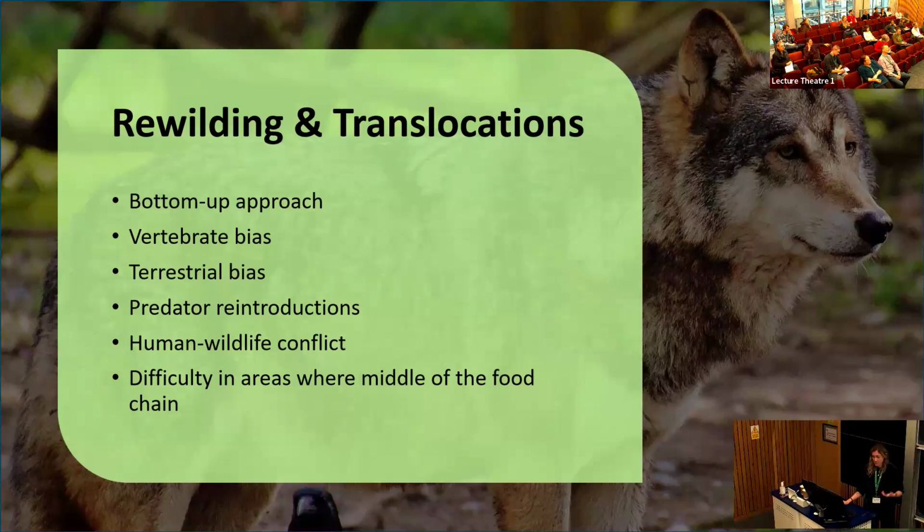Predators lead to a lot of human-wildlife conflict. There are a lot of mixed attitudes towards lynx, wolves, bears, all of those sorts of things. And it's really difficult to put things in the middle of the food chain. If the predator's been put back in, or if the predator never went extinct in the first place, how do we put a prey species back in and make that population viable without removing the predator, which, if your predator's native, you don't want to do.